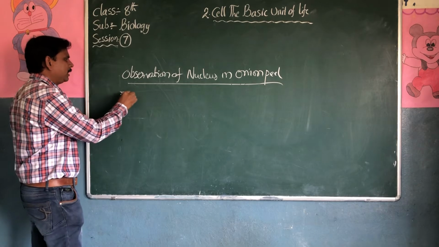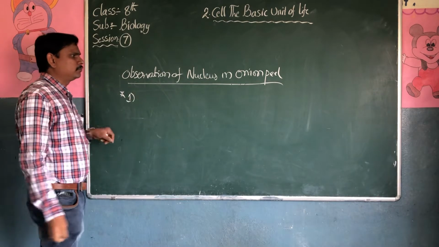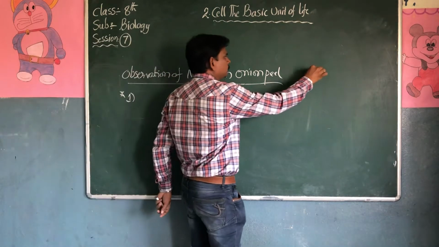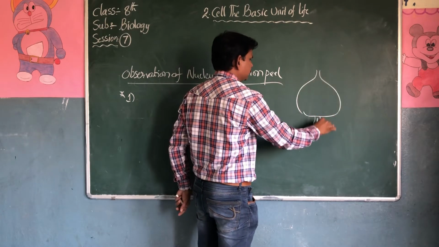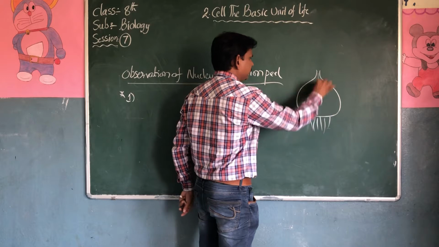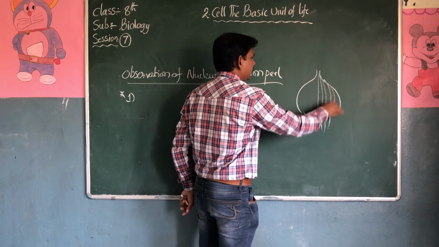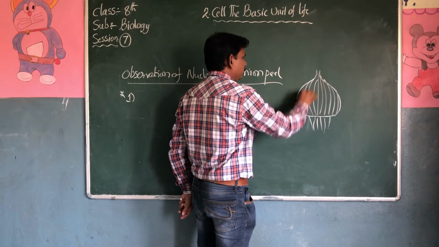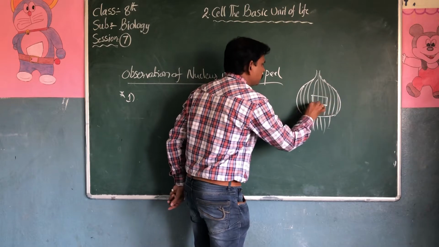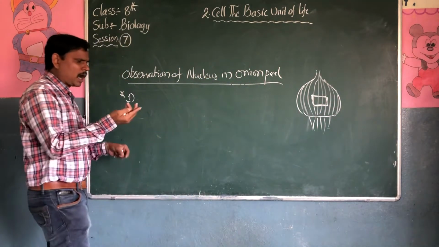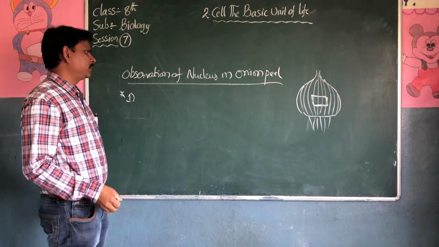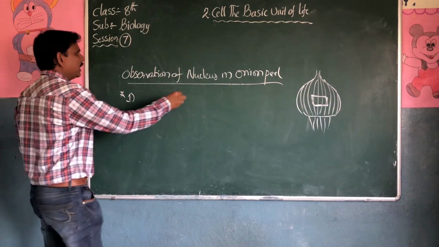Take an onion bulb. So you know the onion structure, there are some layers present in onions. You have to cut a small portion of onion, cut it with a single slice.